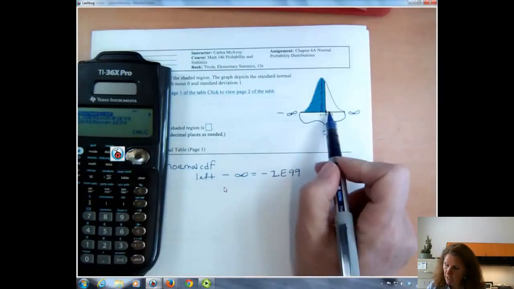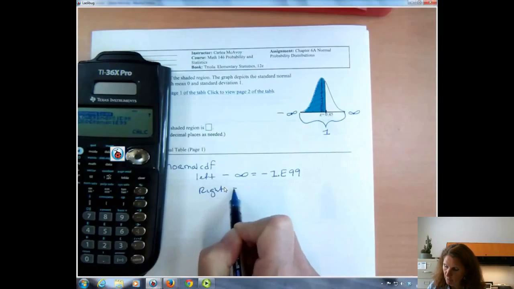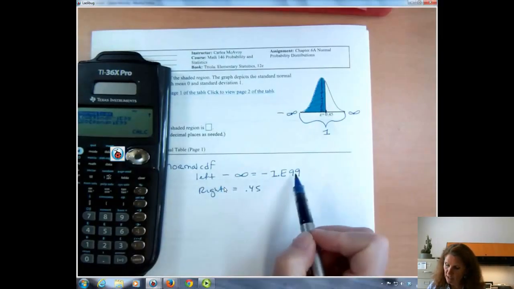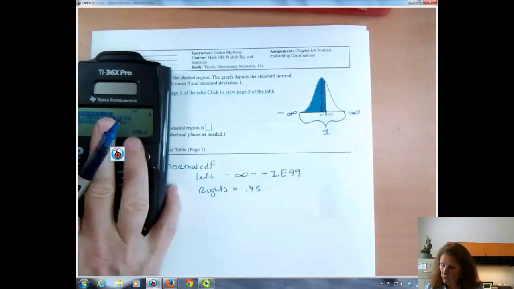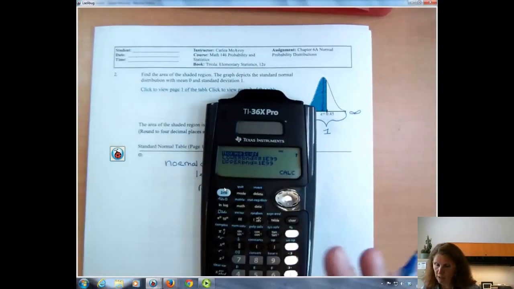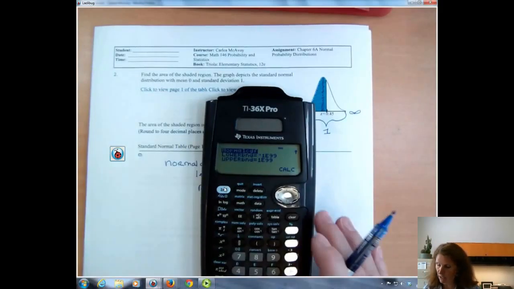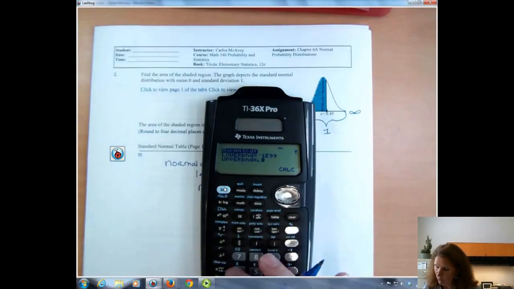And then to the right, we're stopping at that point that they gave it, which is 0.45. So our left is negative infinity and our right is 0.45. That's where we went. So here we go. On the lower bound, it already has in there set up to go negative e to the 99. So that's right. But on my right, I want to hit clear, and then I'm going to put 0.45 because that's where I'm stopping as I go to the right.